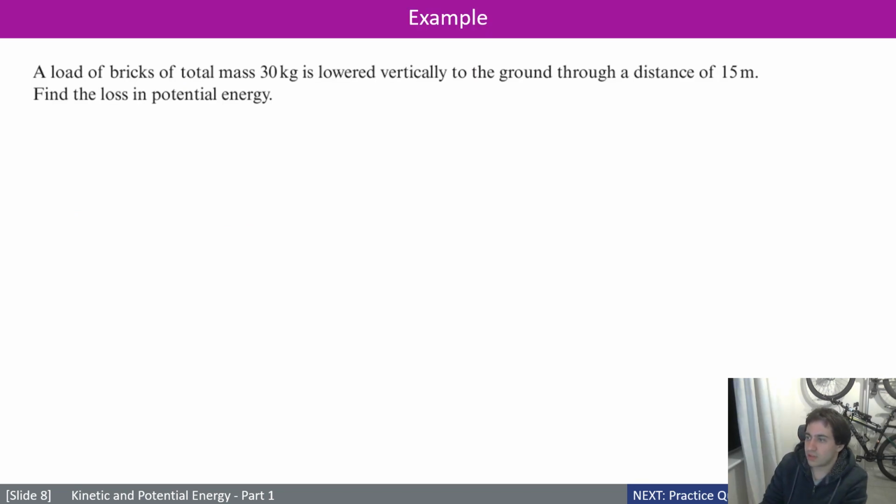Okay, so let's look at this example. A load of bricks, technical term, of total mass 30 kilograms is lowered vertically to the ground through a distance of 15 meters. Find the loss in potential energy. So the mass is 30. The h, I guess, is technically minus 15. It doesn't really matter if we say minus or plus in this sense, because we know our final answer, we're just going to choose the positive version.